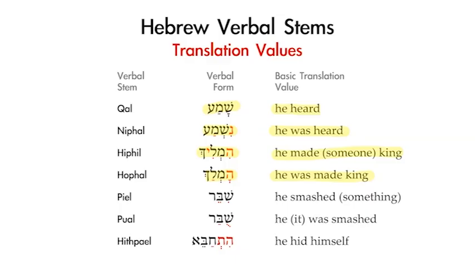In our final three categories, we have intensive types of action. Shiber in the piel, shubar in the pual, and hithchabe in the hithpael. Here we have intensive types of action, and there are lots of intensive types of actions. We'll start with simple intensive. He smashed something into pieces instead of simply he broke. Then the pual is the passive of the piel. Here it was smashed into pieces. And then finally, the hithpael is intensive but also reflexive. And so we're going to use a reflexive pronoun to translate this. So hithchabe means he hid himself. The reflexive pronoun himself renders that reflexively.